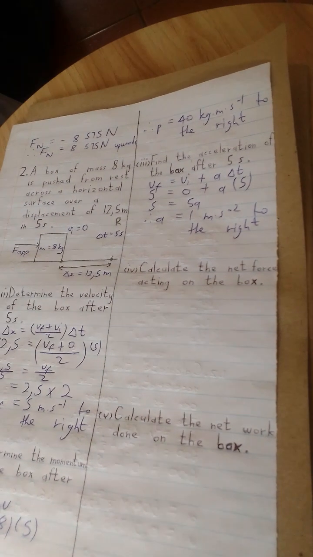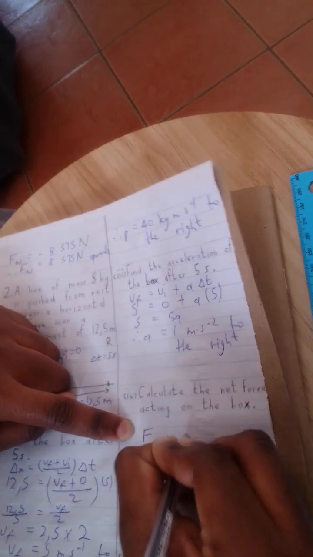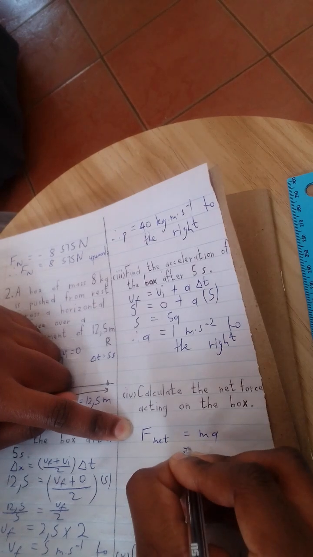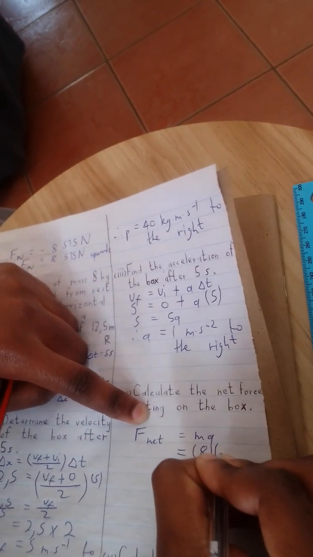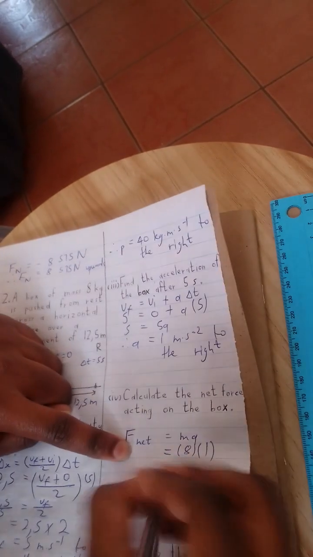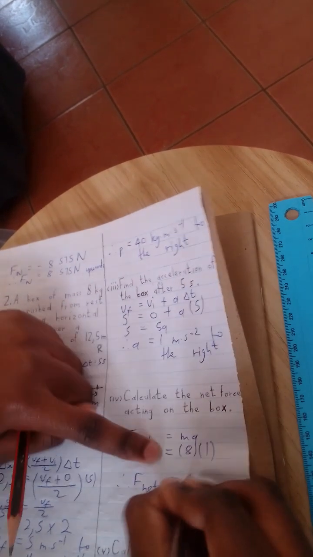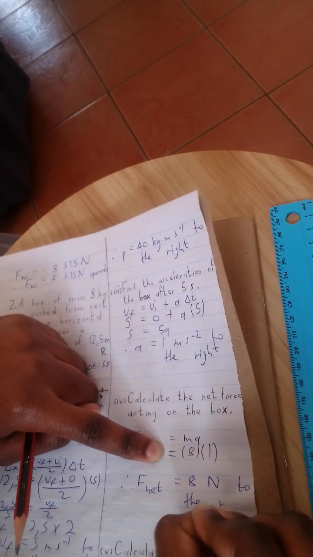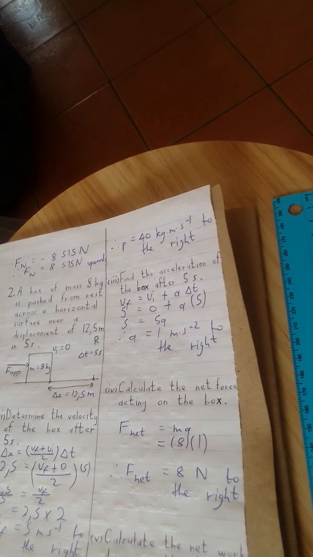Roman numeral number 4. Calculate the net force acting on the box. F net is equal to ma. What is the mass? 8 kilograms. This is the acceleration, 1 meter per second squared. The net force is 8 newtons to the right. I hope that makes sense.